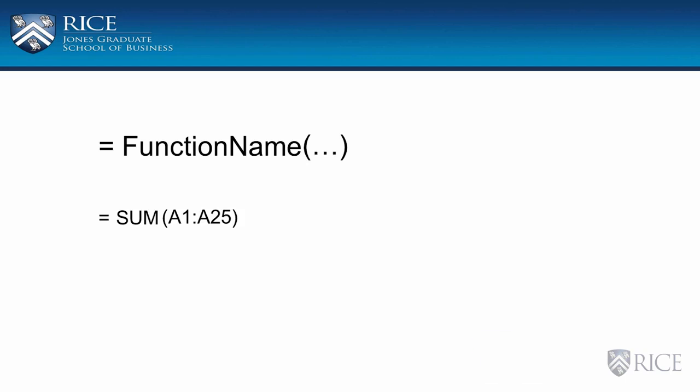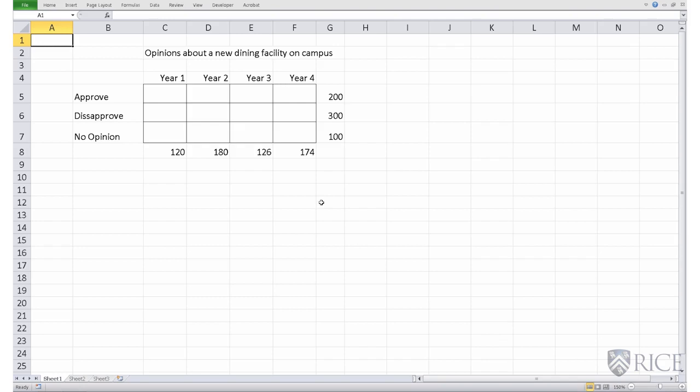Let us look at yet another example by opening the Excel file survey results. So this file contains data on opinions about a new dining facility on campus. A group of college students across 4 years, year 1, year 2, year 3, year 4, were surveyed on their opinions about a new dining facility on a college campus. Did they approve of the dining facility? Did they disapprove? Or did they have no opinion about the new dining facility?